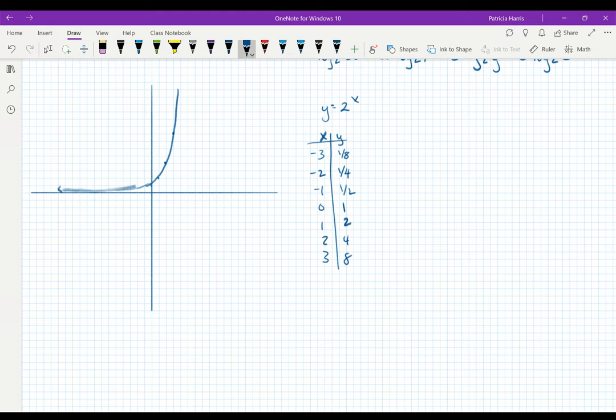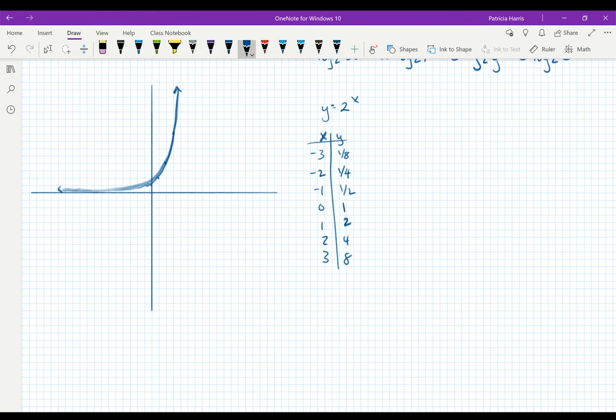Okay, notice that the domain is all real numbers, that you have a range of y is greater than 0. Okay, you can also think of it as a horizontal asymptote.